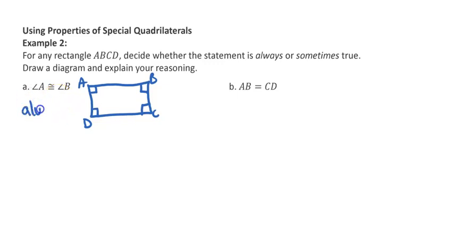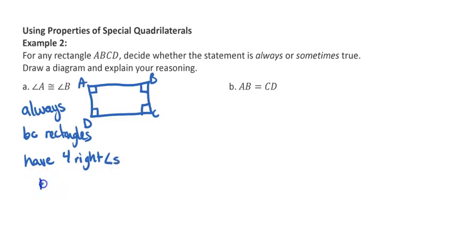This is going to be always. Our reason is rectangles have 4 right angles, and obviously, right angles are congruent to each other.